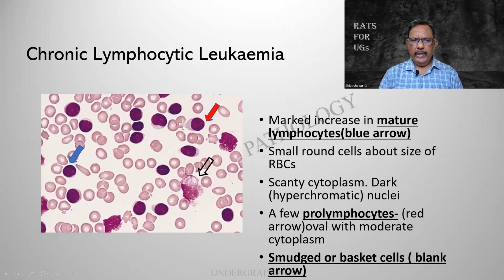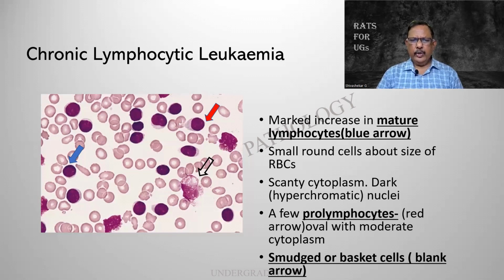Some of the cells, however, are slightly larger. They have a more abundant cytoplasm. Not very much, but still they are different from this. They are the pro-lymphocytes. The percentage will be very minimal, less than 5%. And still others, I find that they are somewhat smashed or smeared, and they are called the basket cells. Smudged cells or the basket cells. The black arrow. These three things we people should be able to mention.